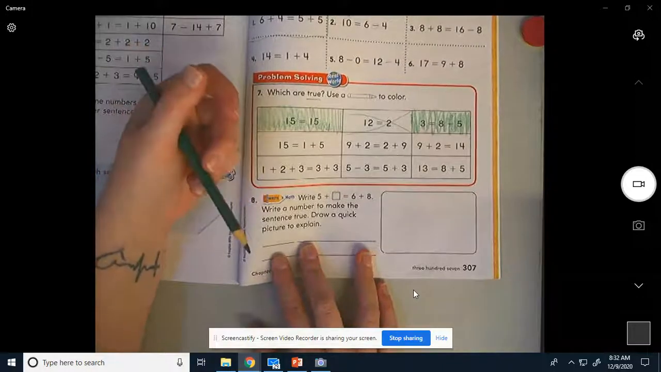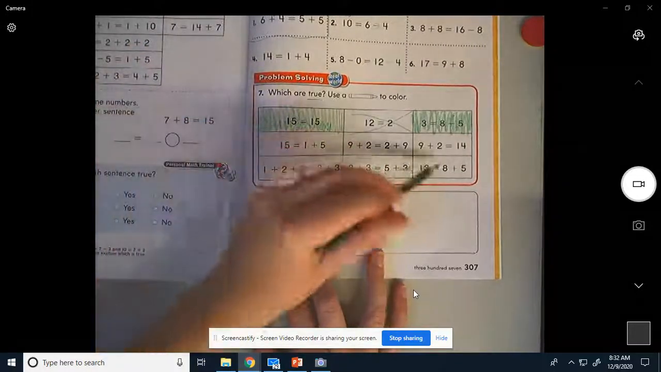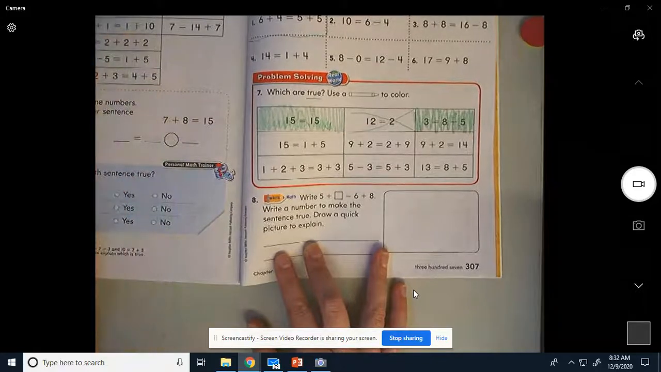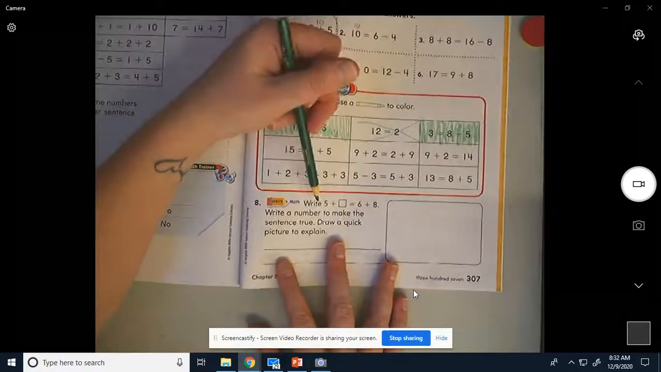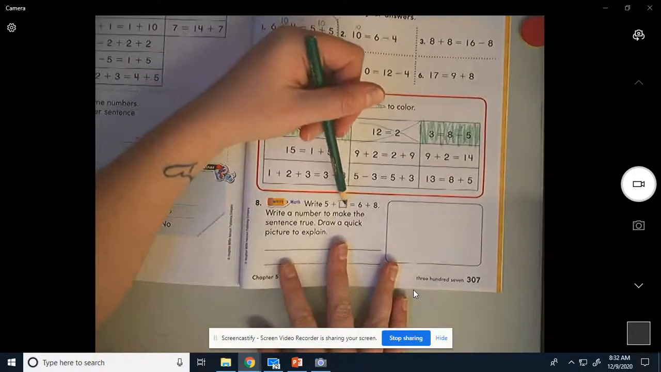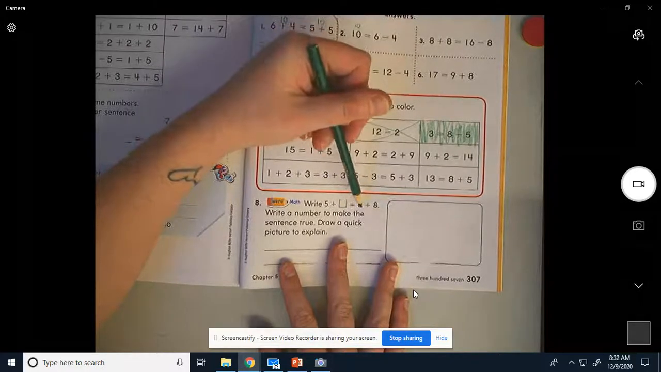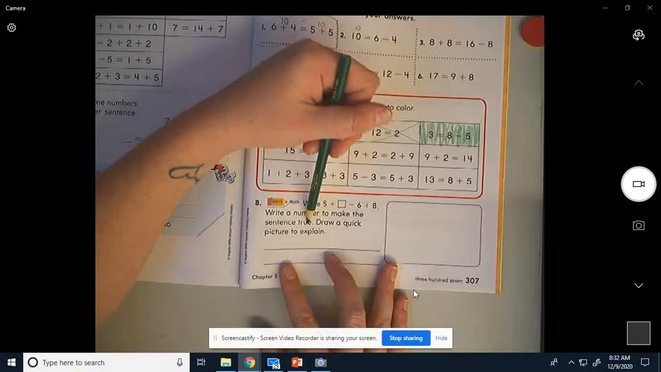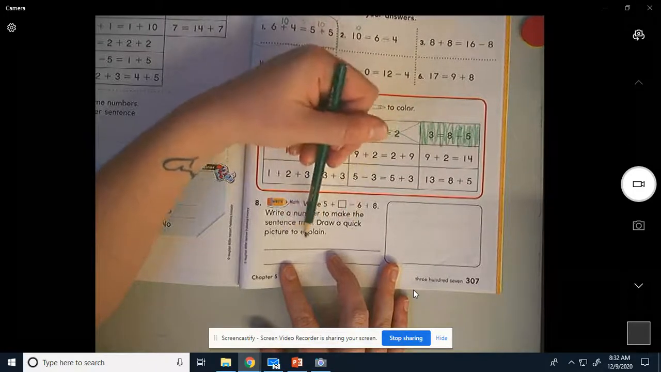All right, you are back because you paused the video to do these, right? If you didn't, do that now. All right, we're going to move on. Write 5 plus something equals 6 plus 8. Write a number to make the sentence true. Draw a quick picture to explain.